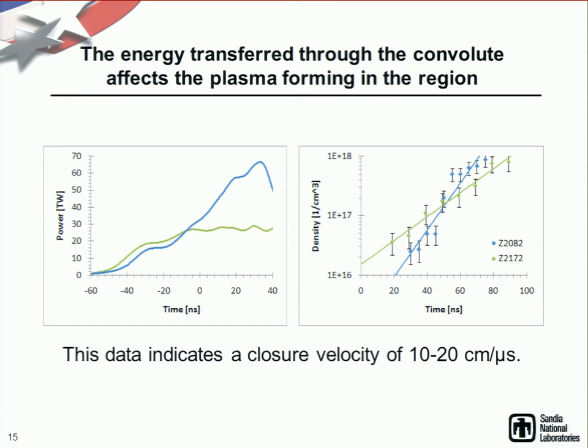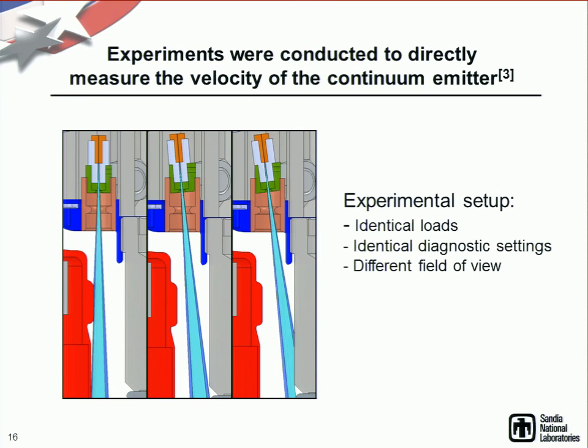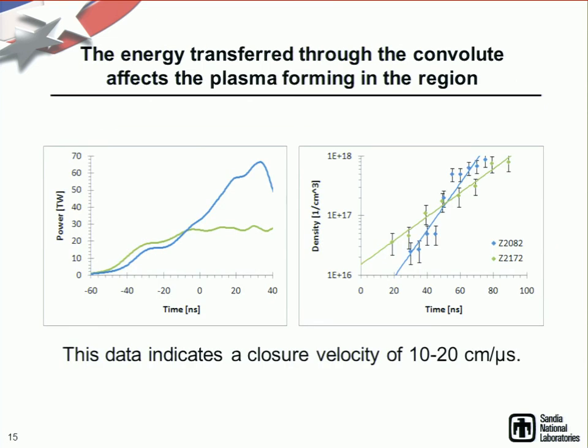If you look at the timing between the initial start of the current, the start of the loss current, and the crossover point here, you can get a rough indication of what this closure velocity might be, which is 10 to 20 centimeters per microsecond. That is quite fast for these sorts of plasmas where the densities are as high as they are. The peak densities we're looking at here are on the order of 10 to the 18 per cubic centimeter, which is quite high.